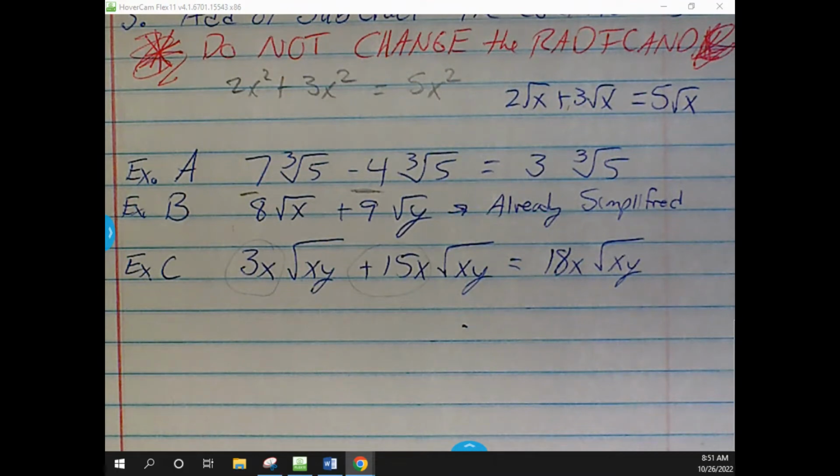Why would it not be 18x squared? Remember, multiplying is when you add your exponents. If it's addition, you just add or subtract the numbers.